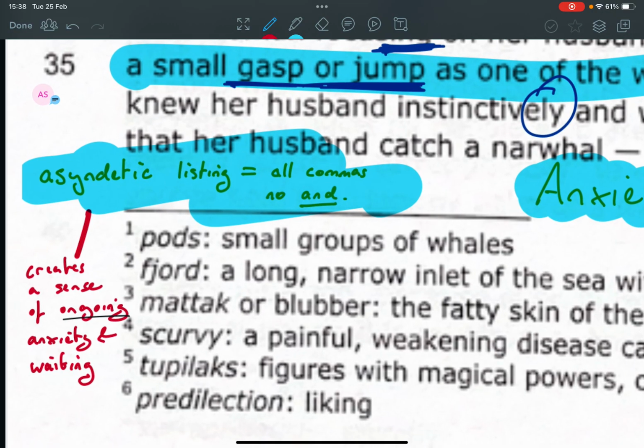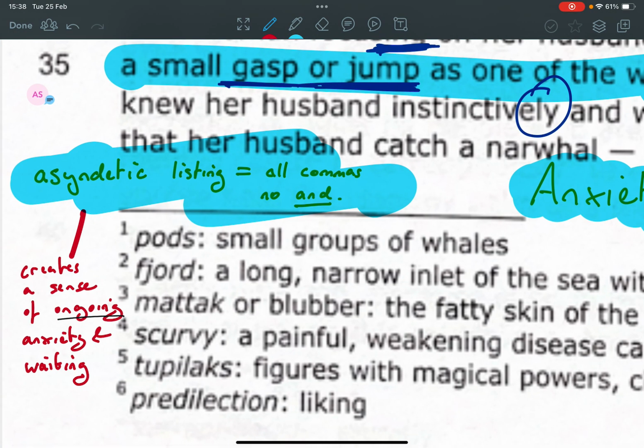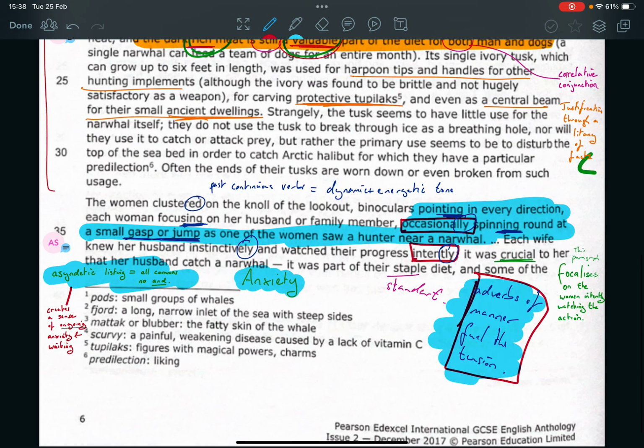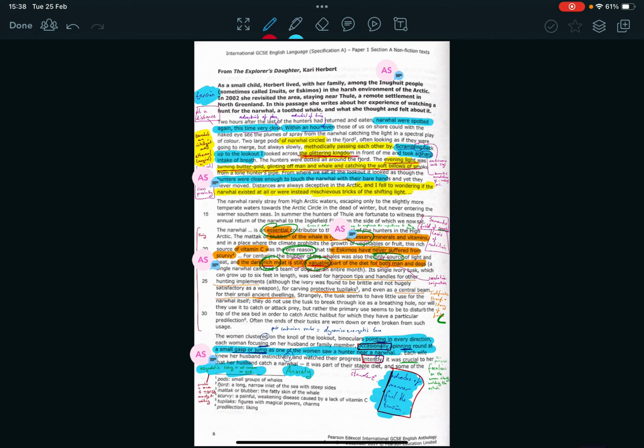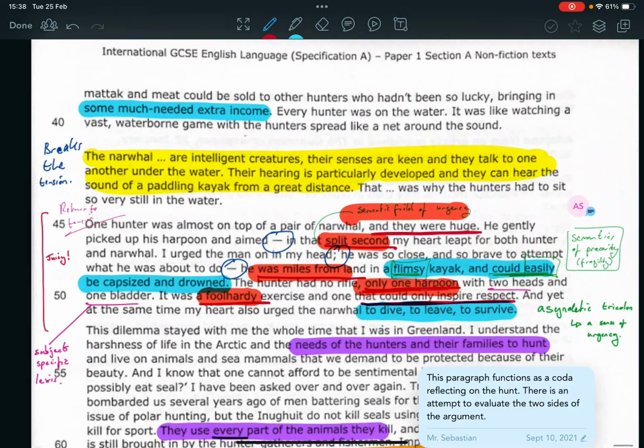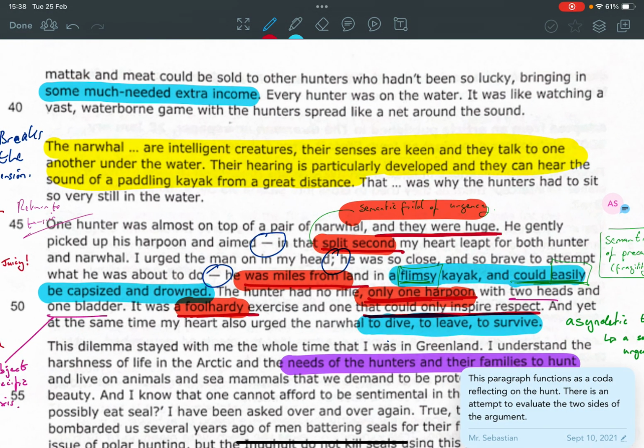I've noticed over here, asyndetic listing, all commas, and there's no and. So asyndetic in this long compound complex sentence, listing everything going on here, and asyndetic lists always feel like it's a never-ending list, as if it could go on and on. So we're now reaching the climax of the chase.